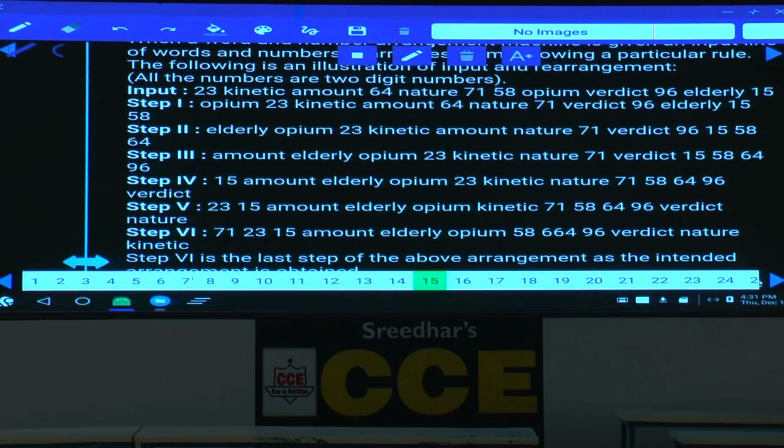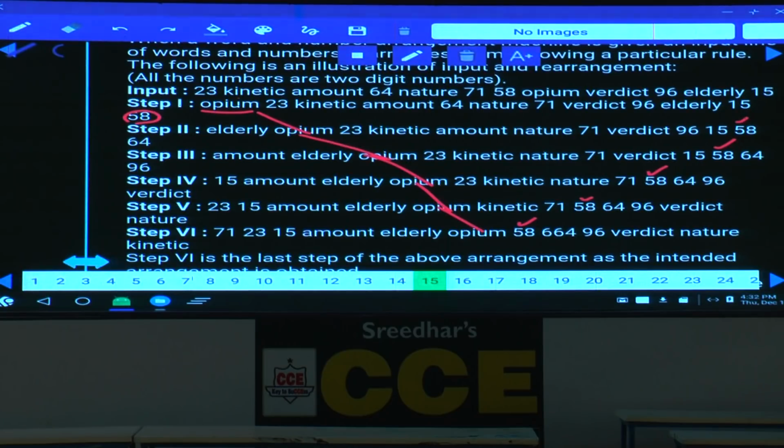Now, in this one, opium, that is the highest word with a vowel, is arranged at the first place, and similarly what happened to the number here, which number has been arranged at this place? Now, 58 is the number which is arranged at the last place, isn't it? From here onwards, opium shifted to the second place in step 2, third place in step 3, fourth place in step 4, fifth place in step 5, and finally sixth place in step 6. And this 58 shifted to second place, next to third place, next to fourth place, next to fifth place, and finally sixth place from the right hand side.